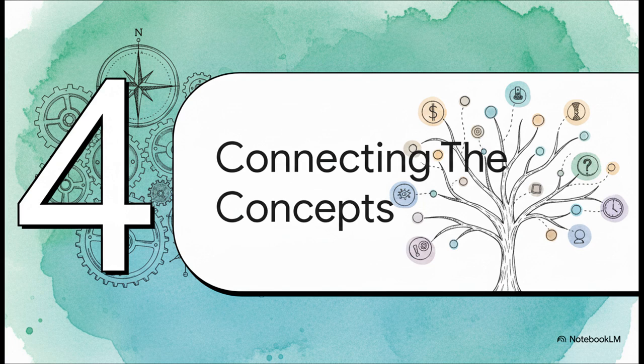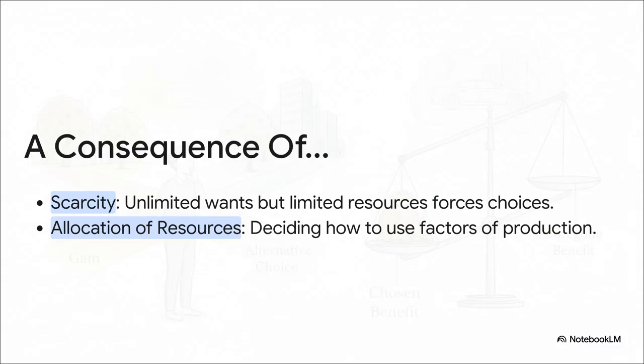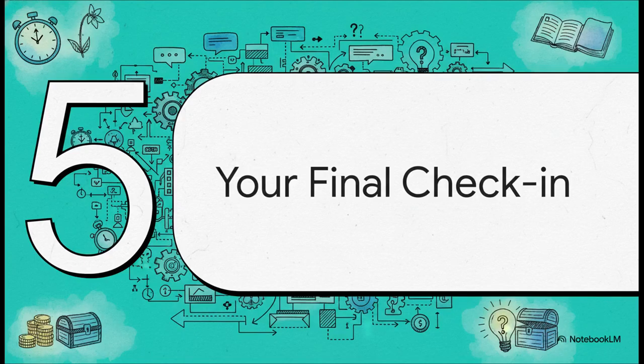So how does this one concept, opportunity cost, fit into the bigger picture of the syllabus? That's a great question. Opportunity cost doesn't just exist on its own. It's a direct result of scarcity, which you'll remember is the fundamental economic problem. We have unlimited wants but limited resources. And because those resources, like capital, are scarce, a business has to decide how to allocate its factors of production. And guess what? Every single one of those choices creates an opportunity cost. Fantastic. It all links together so neatly.